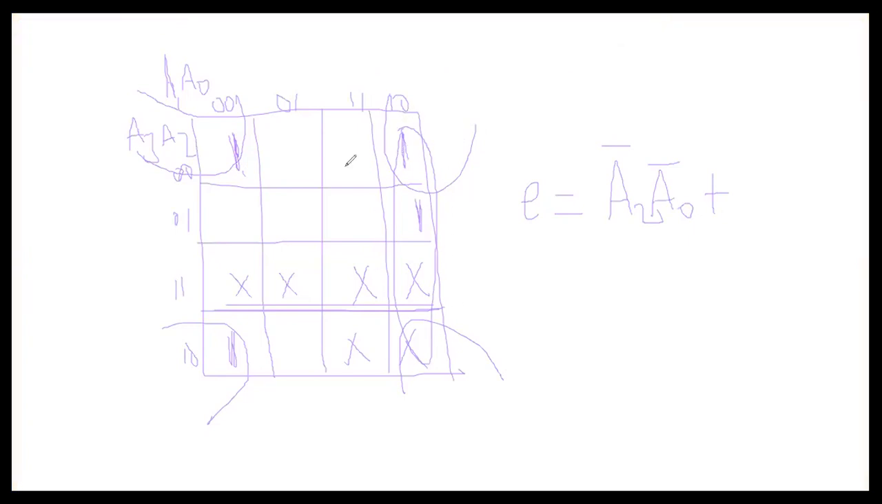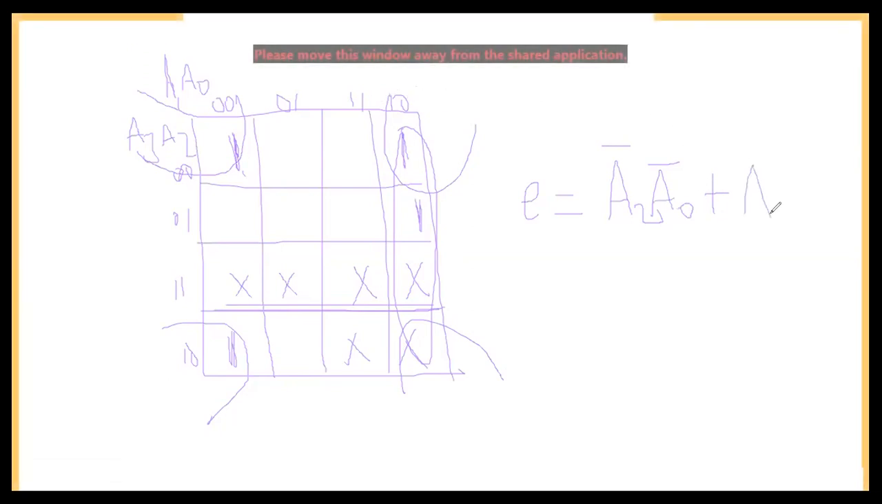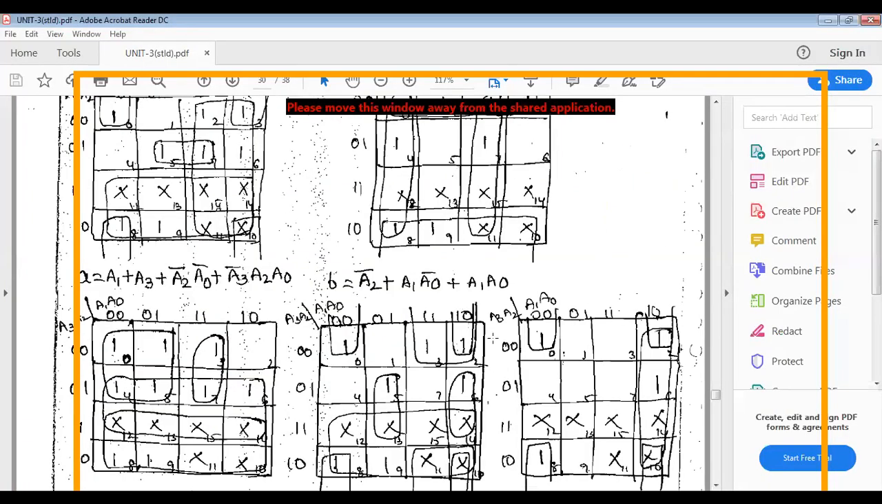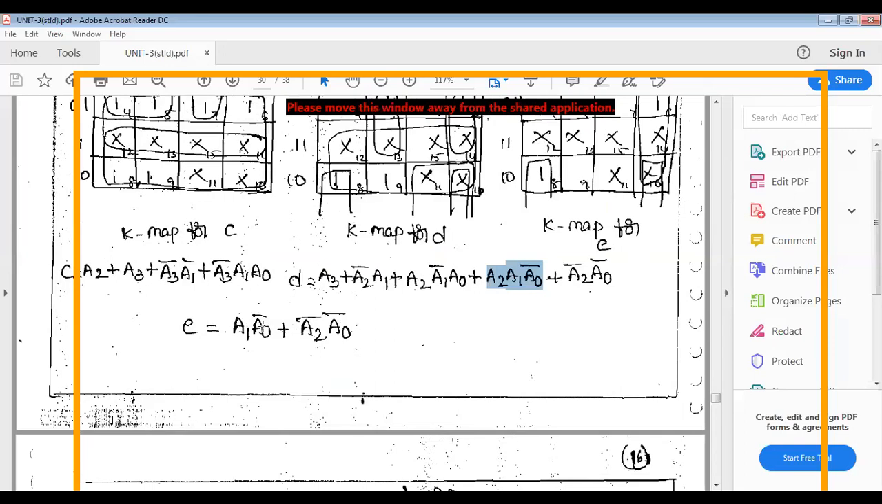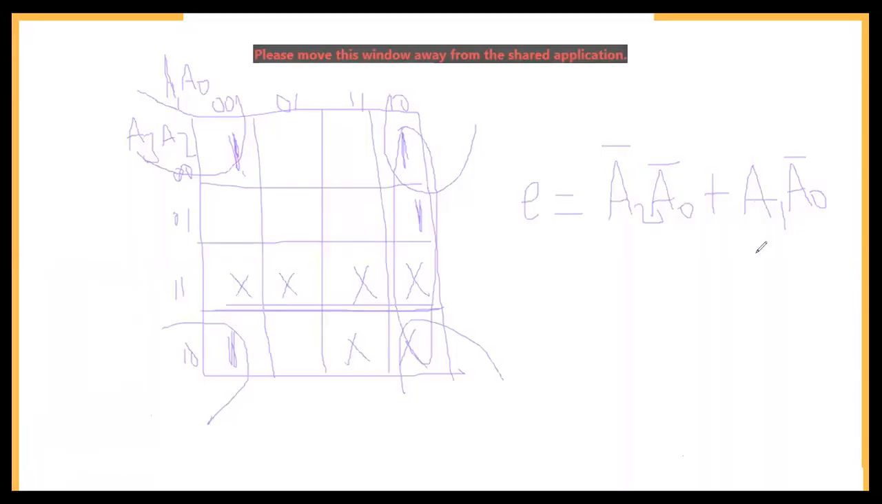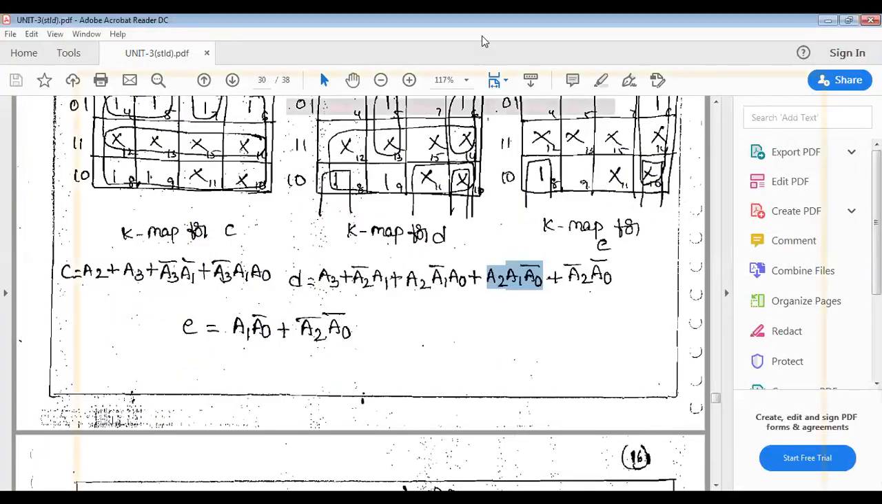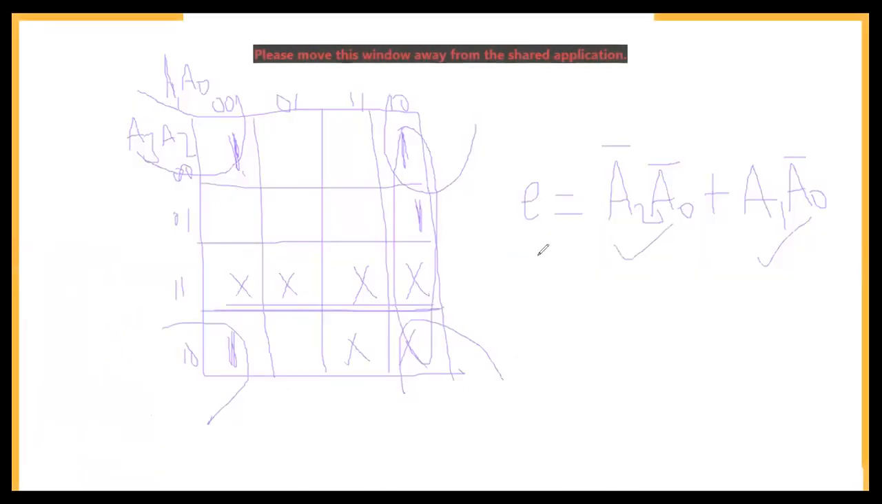Another 4 box combination is there. Vertically, we have A2 and A3 as 1, A1 is 1, and A0 is 0. So A1 A0 bar is the equation for E. Let us see whether the material is right or wrong. E is equal to A1 A0 bar. It is right. We got the same term. And the second term is A2 bar and A0 bar. Whatever E is, it is the right answer.